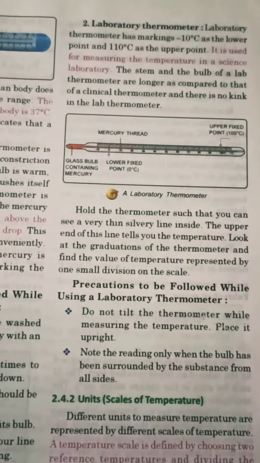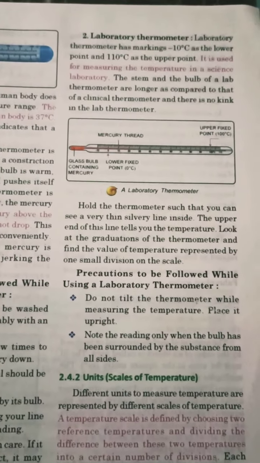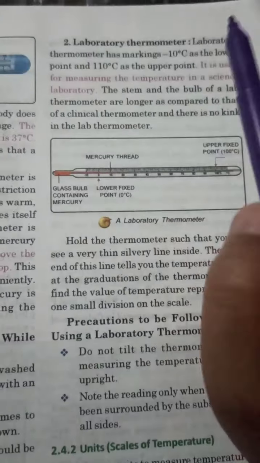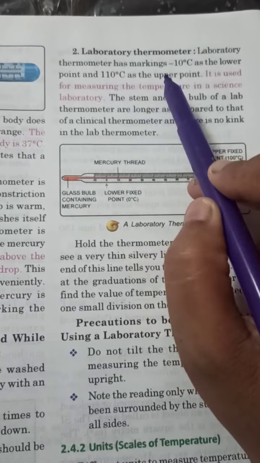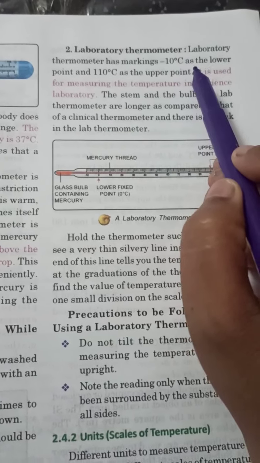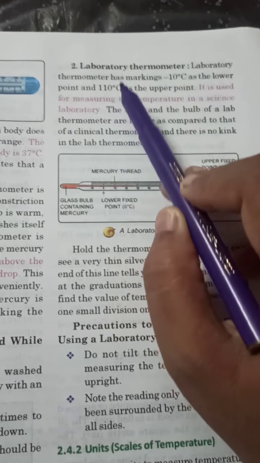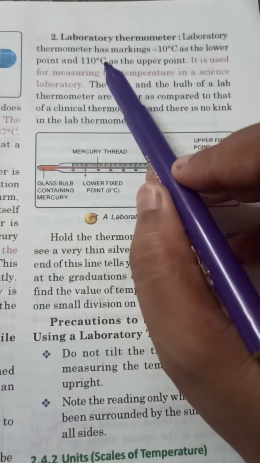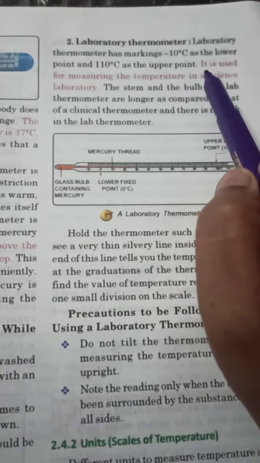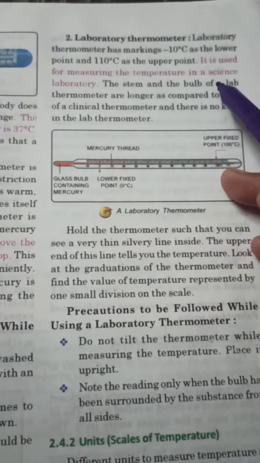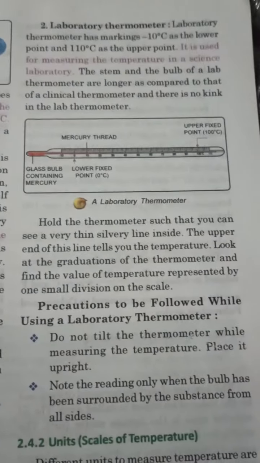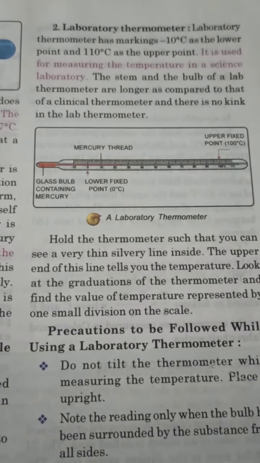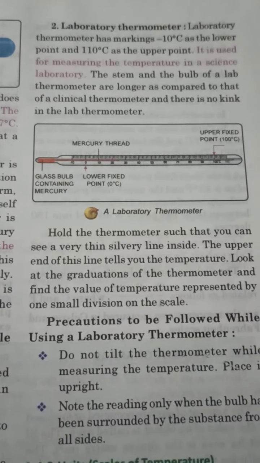Now second point, laboratory thermometer. Now we will see the laboratory thermometer. A laboratory thermometer has markings from minus 10 degrees Celsius as the lower point and 110 degrees Celsius as the upper point. So we can see that the laboratory thermometer has a higher range. It is used for measuring the temperature in our science laboratory. So initially we can see and tell that this kind of thermometer we only use in laboratories.